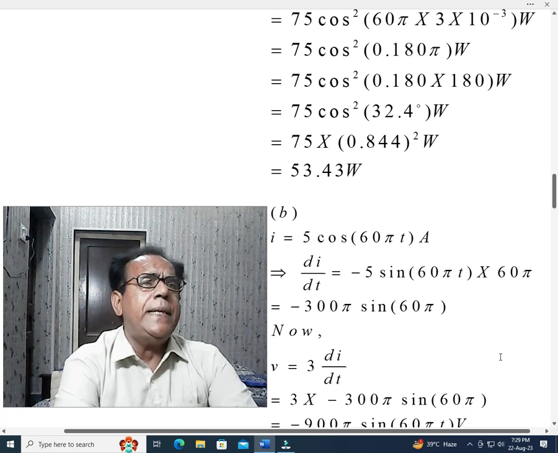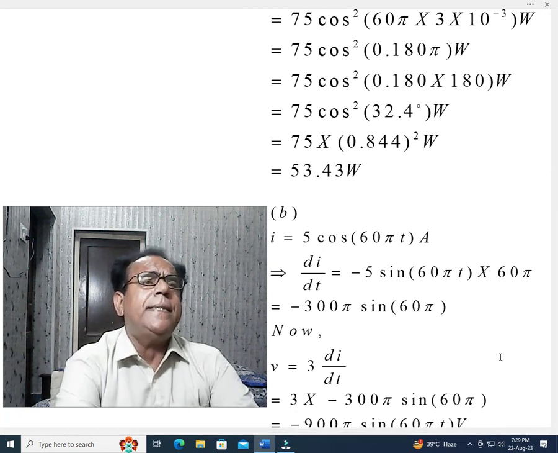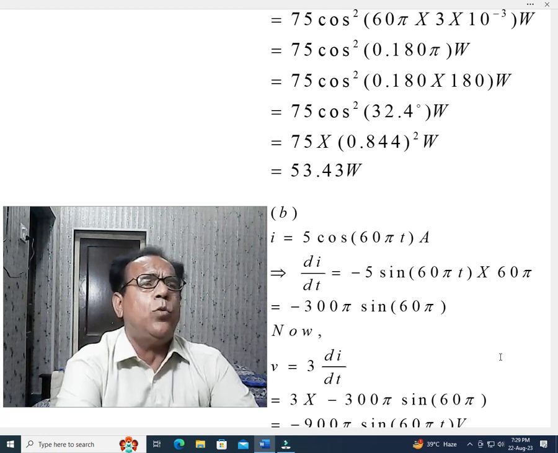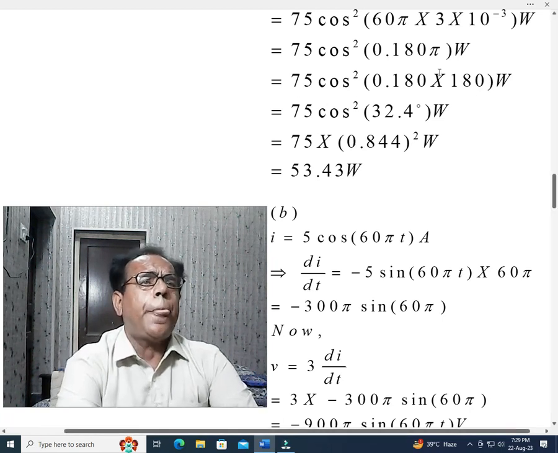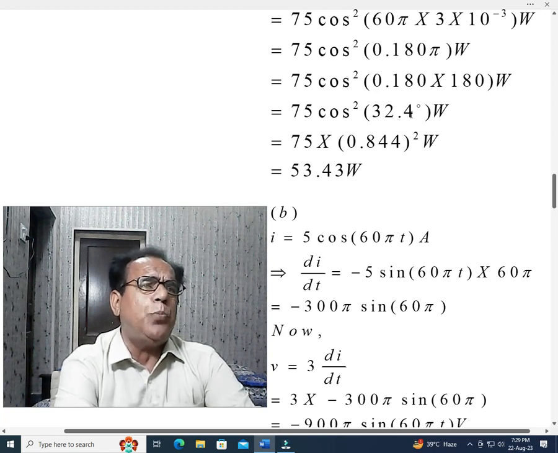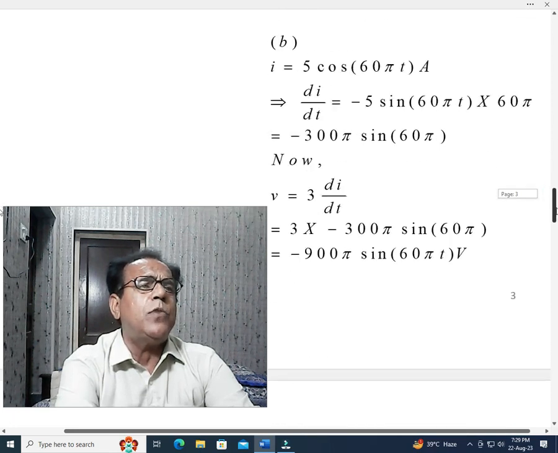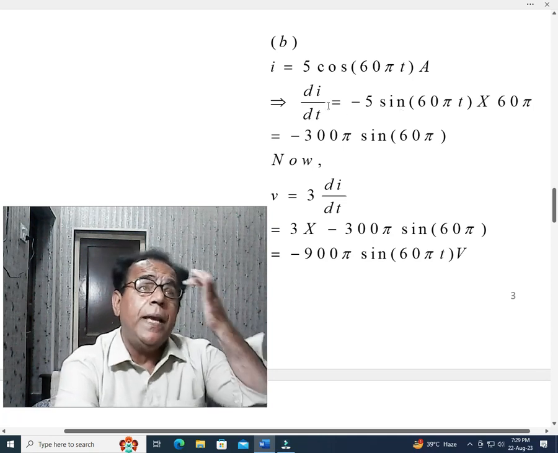We know that pi is a very special number. Its decimal representation is non-terminating and non-repeating. It goes endlessly. Anyhow, after simplification this comes to 32.4 degree, and cos 32.4 degree is equal to 0.844, and it will be squared because here cos is in square. So simplification gives power p equal to 53.43 watt.